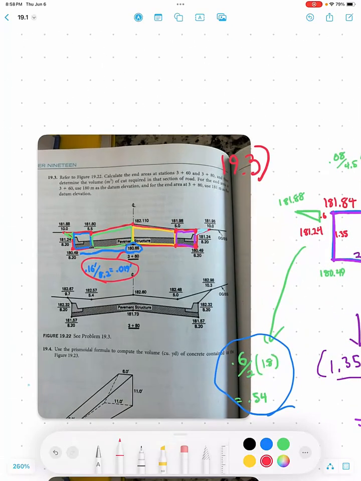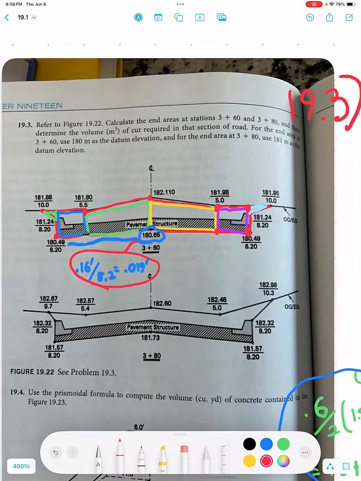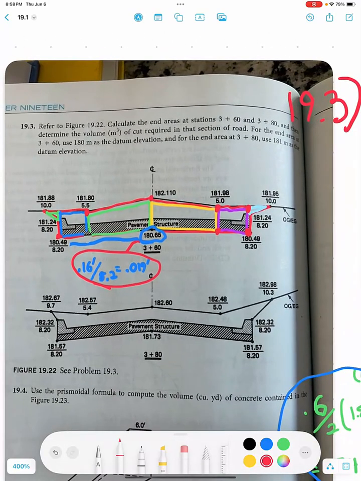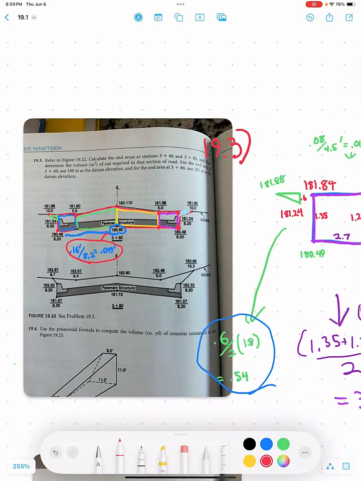Okay, moving on to problem 3. Refer to figure 19.22, calculate the end areas at stations 3 plus 60 and 3 plus 80, and then determine the volume in cubic meters of cut required in that section of road. For the end area at 3 plus 60, use 180 meters as the datum elevation, and for the end area at 3 plus 80, use 181 as the datum elevation.